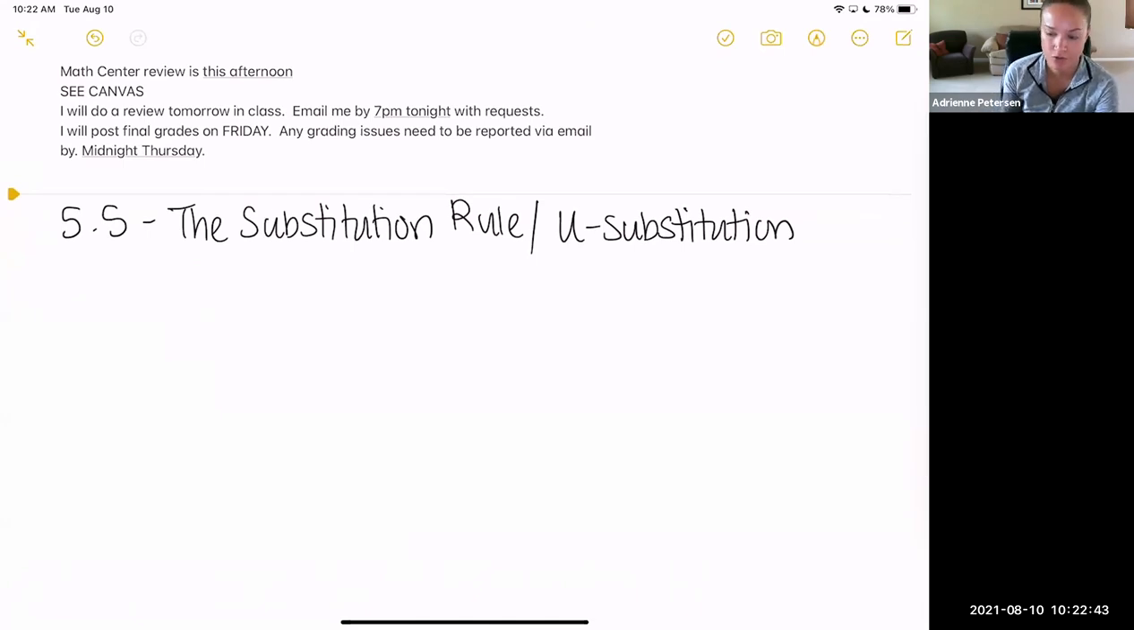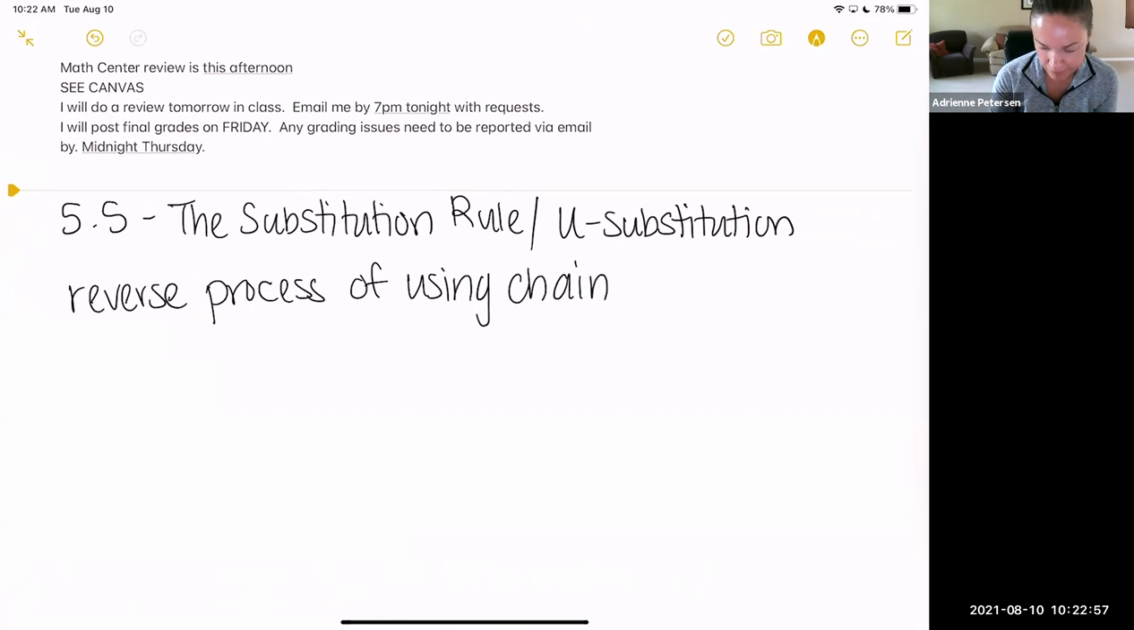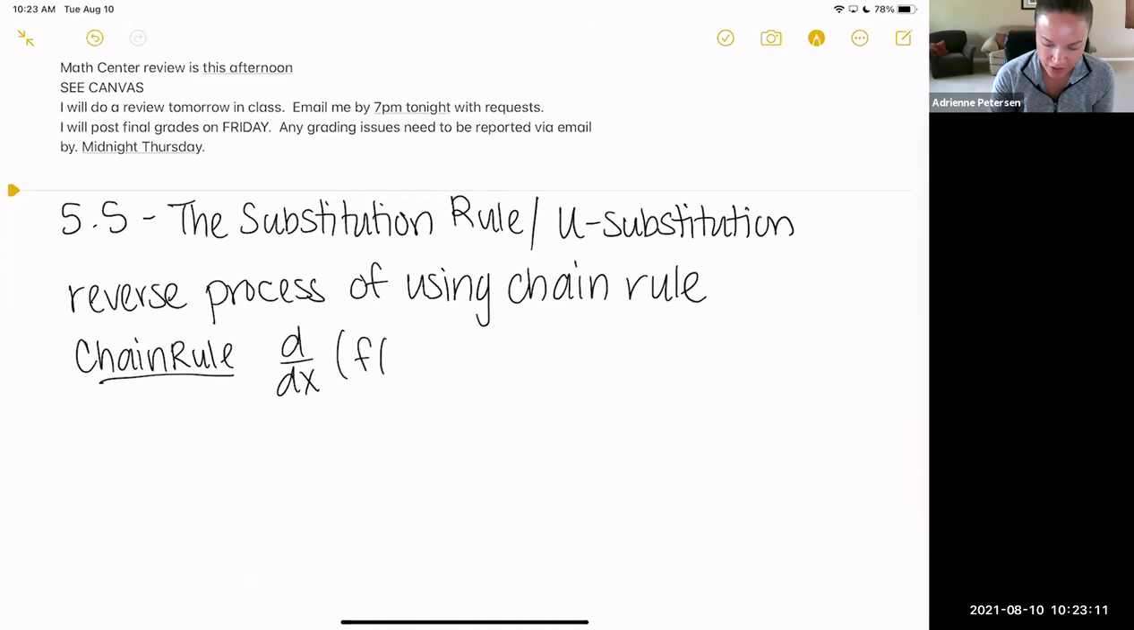So the substitution rule, or our U substitution, is the reverse process of using the chain rule. Let me remind you what the chain rule was. The chain rule said if we took the derivative of a composition of functions, f of g of x, our derivative was the derivative of the outside evaluated at the inside times the derivative of the inside.